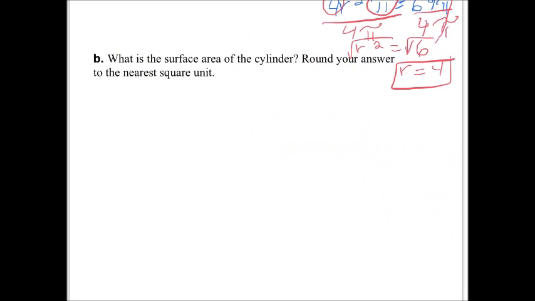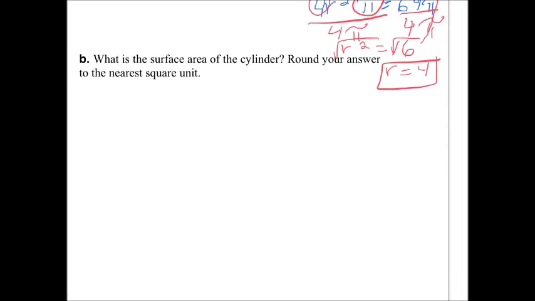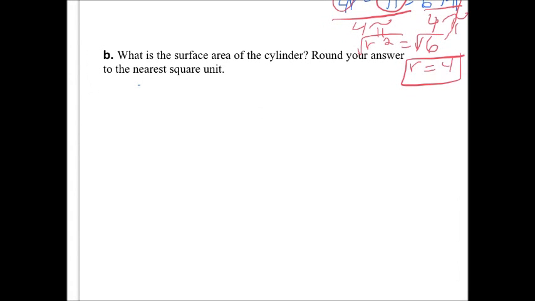Okay, so it says, what's the surface area of the cylinder? Round your answer to the nearest square unit. Well, I know the surface area equals the lateral area plus the area of the two bases. So again, the surface area is the lateral area plus 2b. Why did I not put the formula this time? Because they already told us what the lateral area was. The lateral area was 64 pi. So I just need to find the area of the two bases.